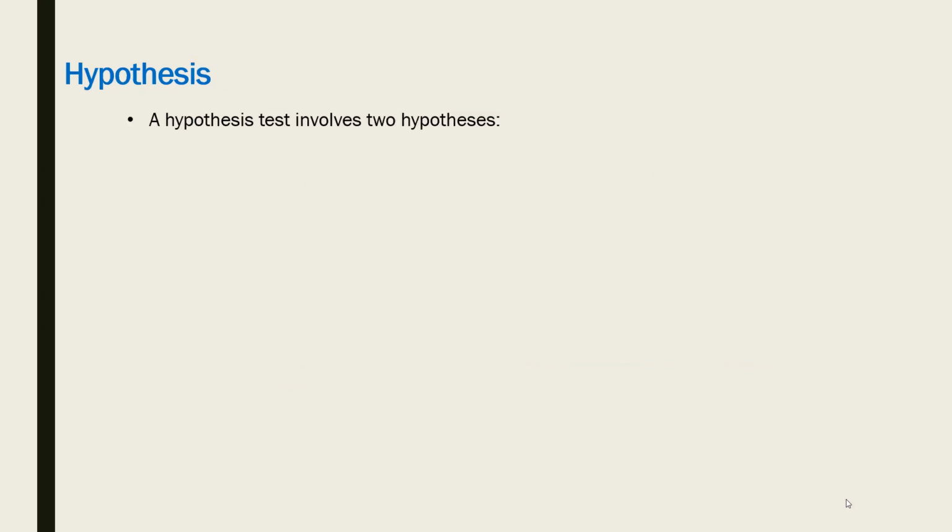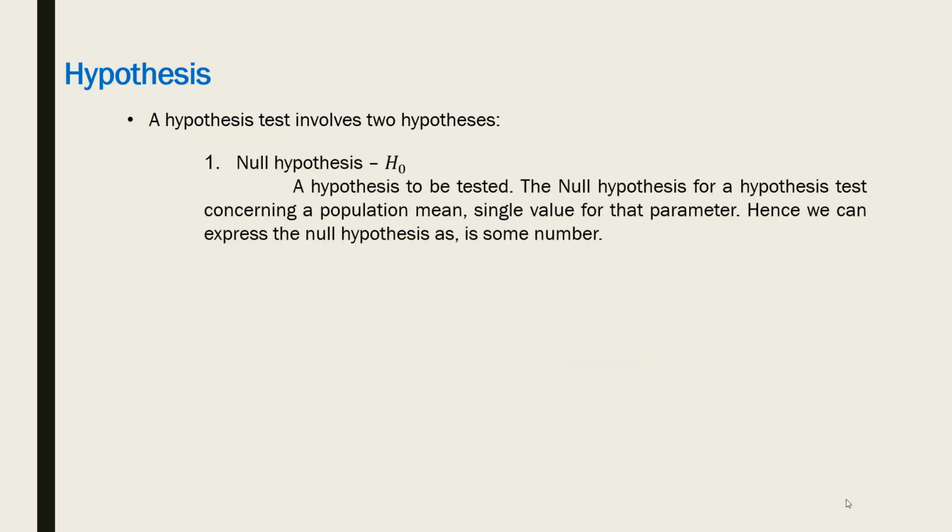A hypothesis test involves two hypotheses. First one is the null hypothesis. We use H naught to show the null hypothesis. A hypothesis to be tested. The null hypothesis for a hypothesis test concerning a population mean mu specifies a single value for that parameter. Hence, we can express the null hypothesis as mu equals some number.